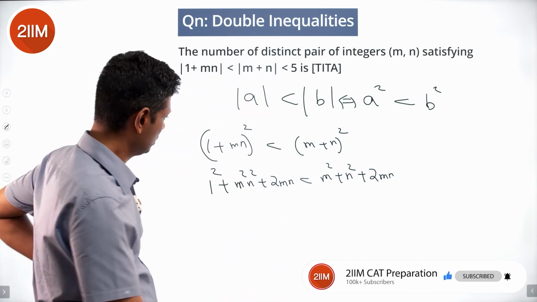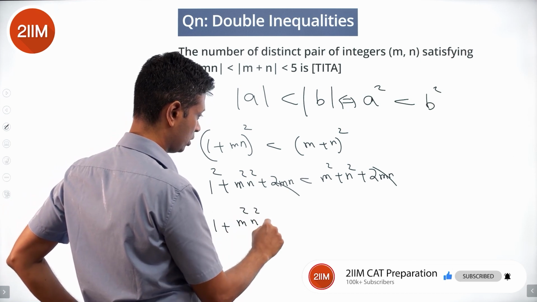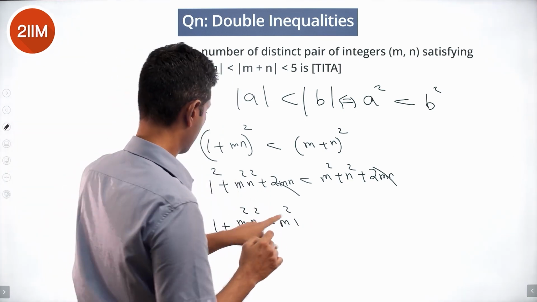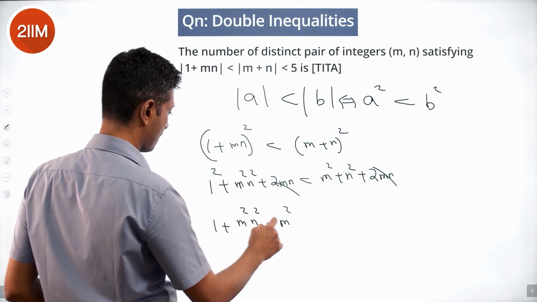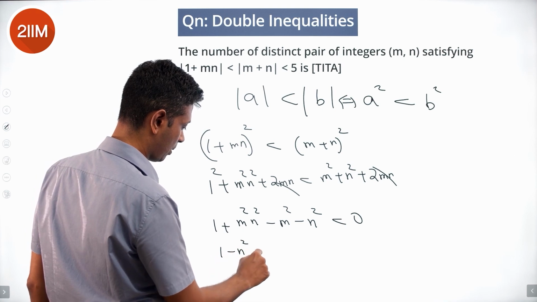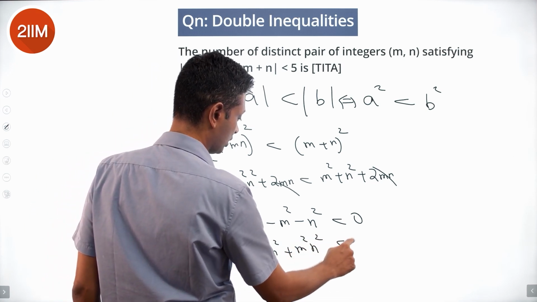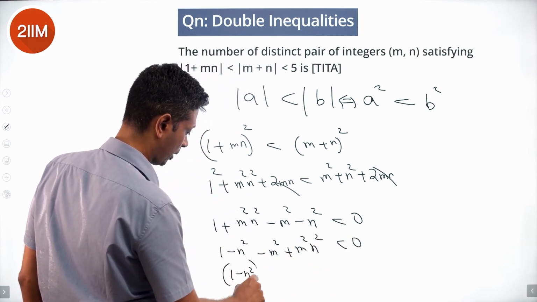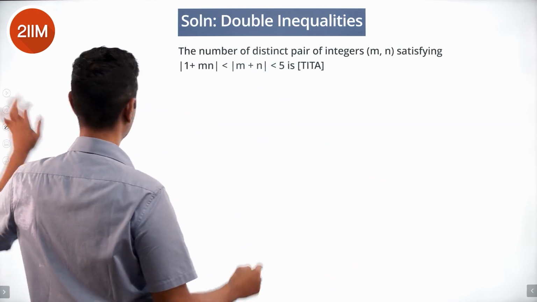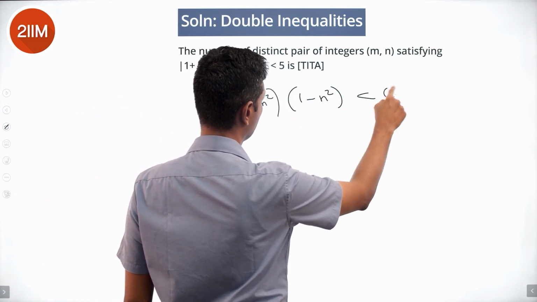Nice, so far so good. This 2mn gets knocked off on both sides. 1 plus m square n square minus m square minus n square is less than 0, or 1 minus n square minus m square plus m square n square is less than 0. 1 minus n square minus m square times (1 minus n square) is less than 0, or quite beautifully, (1 minus m square) into (1 minus n square) is less than 0.